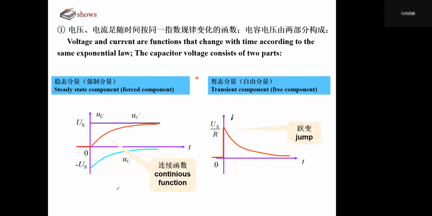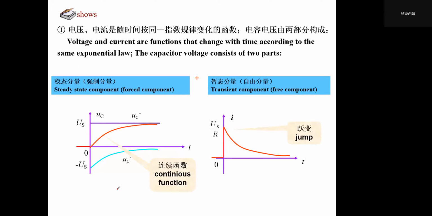And the current, you see, in this circuit has a jump. Still, this is what we're talking about. So now we see that the special solution corresponds to the response generated by the source, and it's also called the compulsory response.